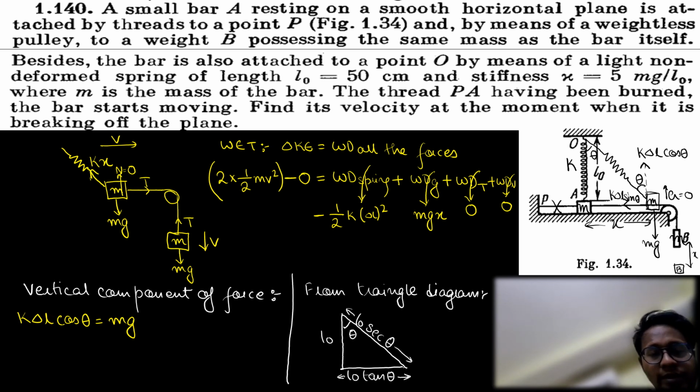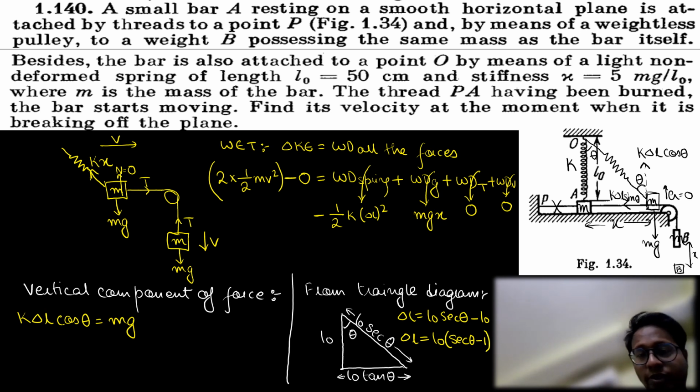Okay, so out here delta L is equal to final length minus initial length. What is the final length? L naught sec theta. What is the initial length? L naught. So delta L, or change in length of the spring, would be L naught into sec theta minus 1. Understood?